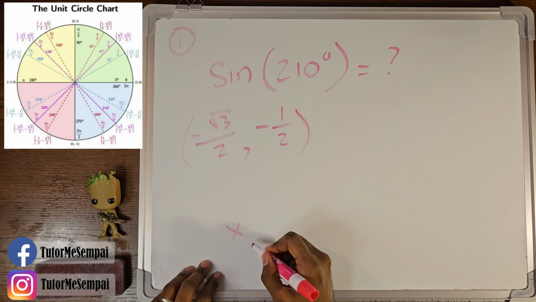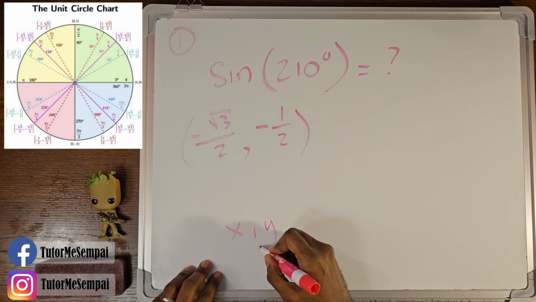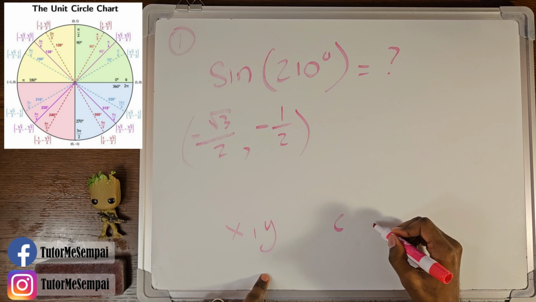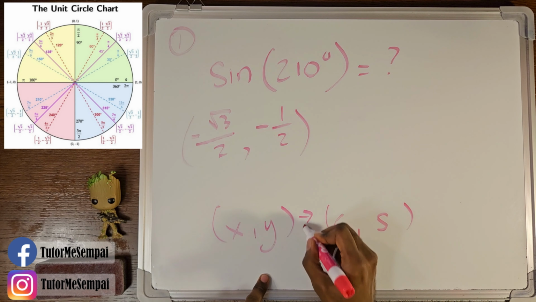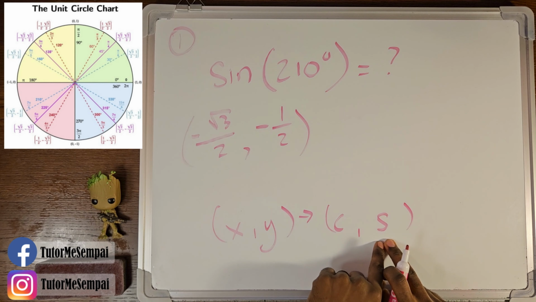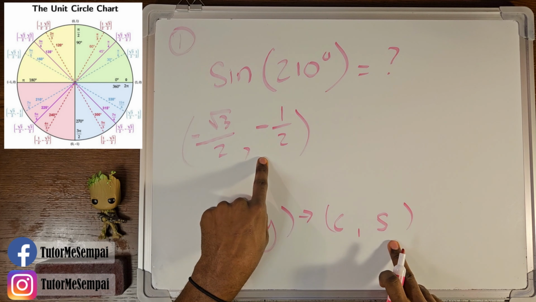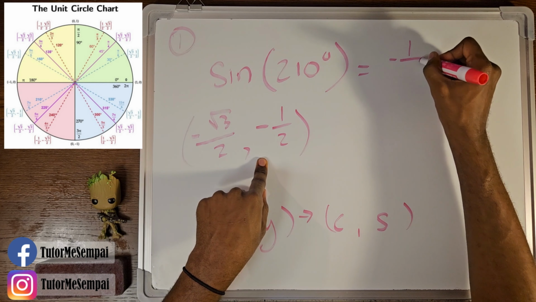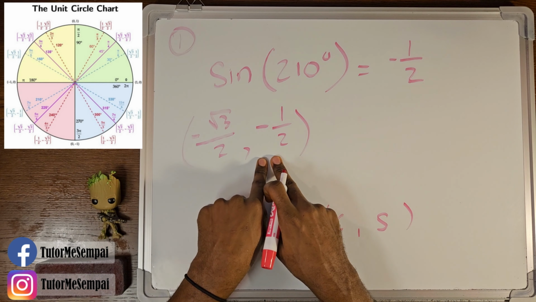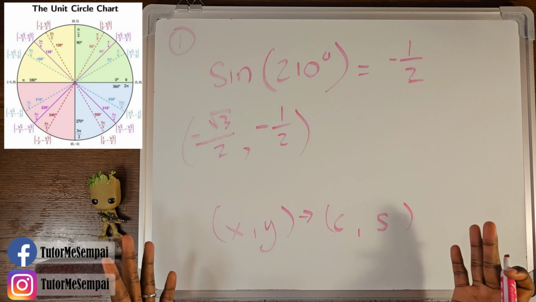Which one of these values is going to be the sine value? Well, if x comes before y, c comes before s. So that means that our sine is our second one. So since sine is the second one, our value is just going to be -1/2.